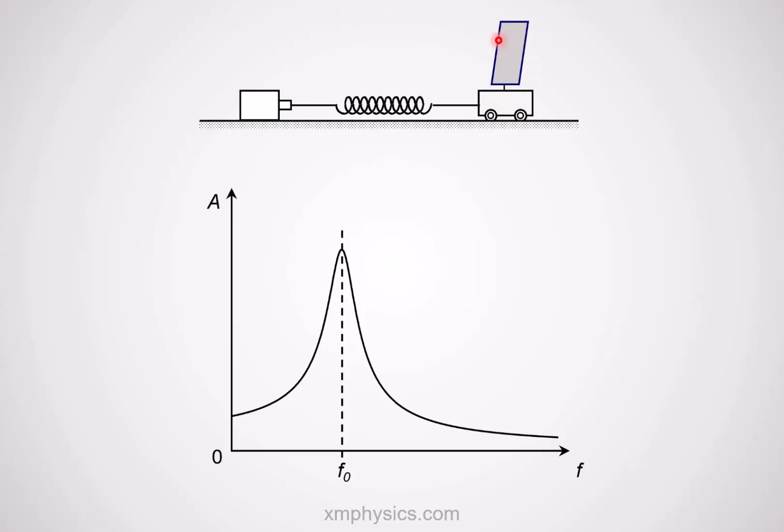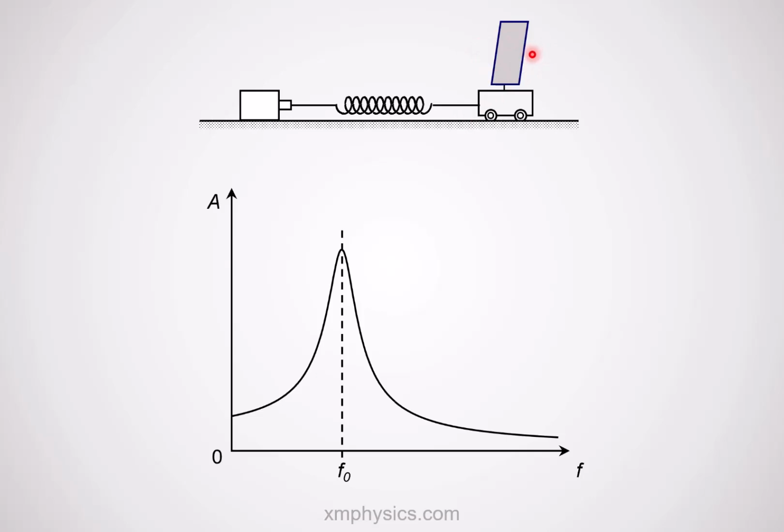When the question says light cardboard, it means that the mass of the cart is not affected, which means the resonant frequency of the cart is not affected. So the resonance is still going to occur at the same frequency as before. So what does this cardboard do?